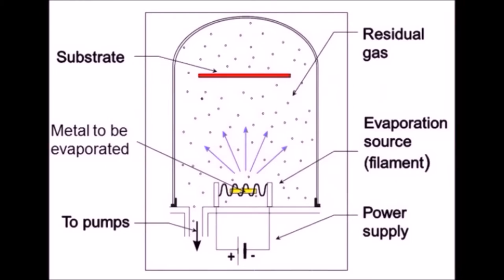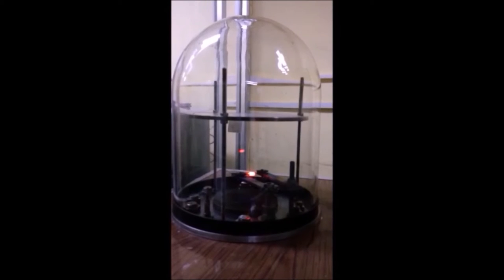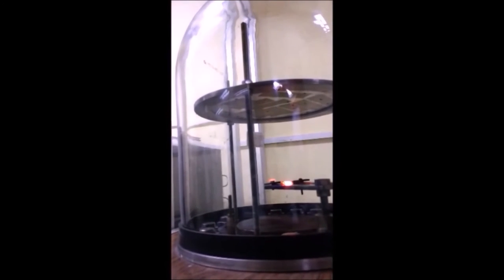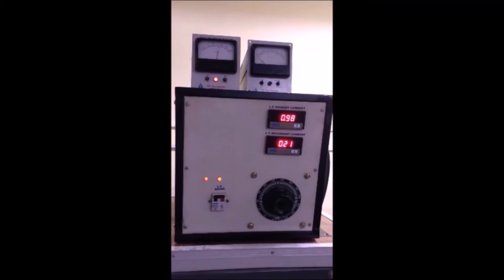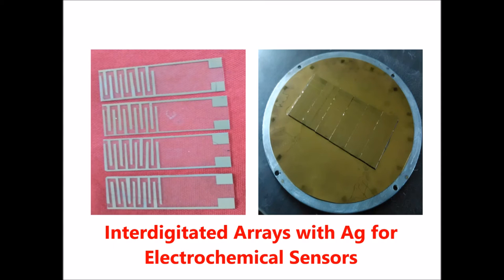Thermal evaporation is a simple and robust technique in which the material to be coated is resistively heated using an electric filament where the filament current is around 200 to 300 amperes. Materials with a melting temperature of about 1800 degrees Celsius can be coated. The deposition rate is 1 to 20 angstroms per second. We make silver contacts and gold electrodes for electrochemical sensors and photovoltaics.